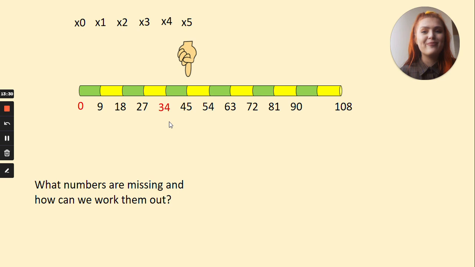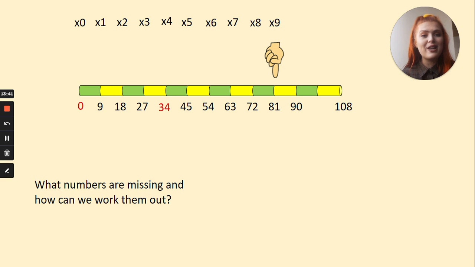And now I can keep going. 5 times 9 is 45. 6 times 9 is 54. 7 times 9 is 63. 8 times 9 is 72. 9 times 9 is 81. 10 times 9 is 90. But then we're stuck again.